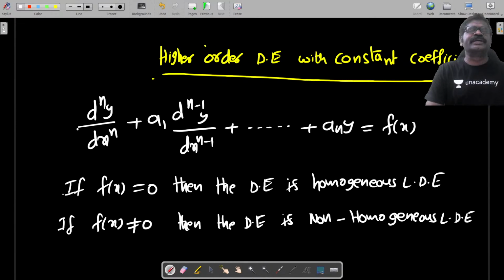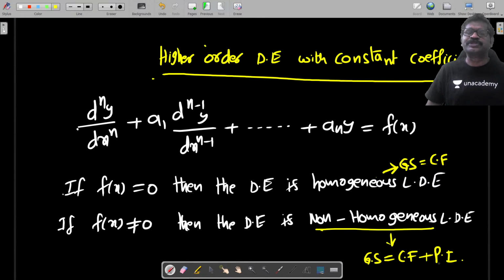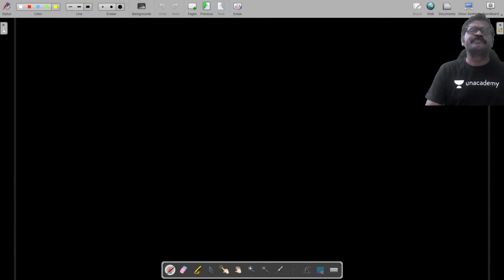If it is homogeneous, then the general solution is the complementary function. If it is non-homogeneous, then the general solution is given by complementary function plus particular solution or particular integral. Now, how to write the complementary solution for the given equation? With the help of the auxiliary equation and the roots of the auxiliary equation, we can write the complementary function.